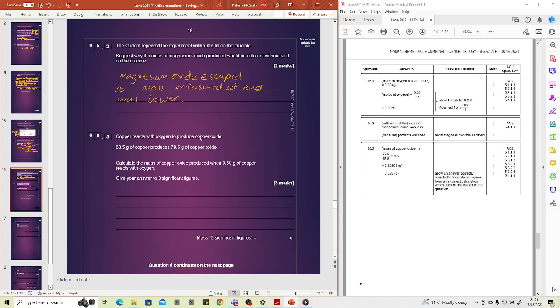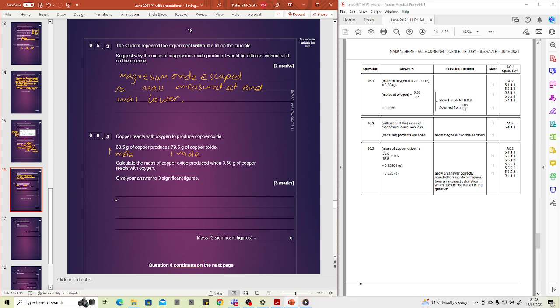Copper reacts with oxygen to produce copper oxide. 63.5 grams of copper, that's 1 mole, produces 79.5 grams of copper oxide, that's also 1 mole. Okay, calculate the mass of copper oxide produced when 0.50 grams of copper reacts with oxygen, and give your answer to 3 significant figures.